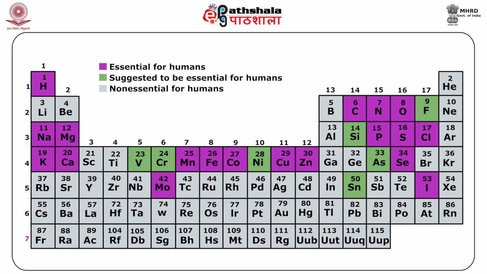As shown in the figure, this shows the essential elements in the periodic table. Purple shows the essential elements for humans, for example sodium, magnesium, phosphorus, chlorine. Then the grey ones are non-essential for humans. All the elements shown in grey color are non-essential for humans. And the ones in green are suggested to be essential for humans, for example nickel, chromium, arsenic, tin and so on.